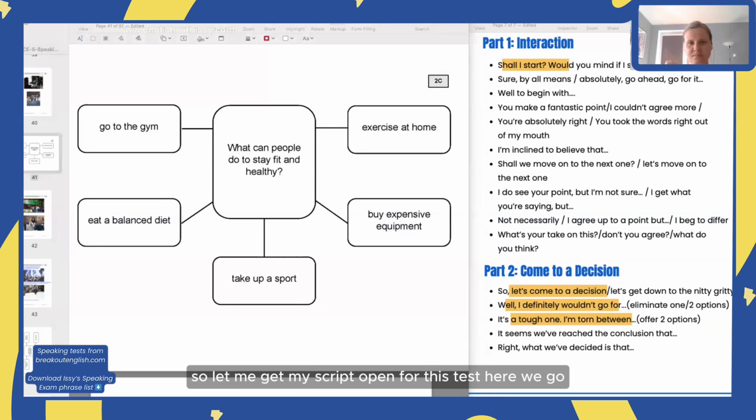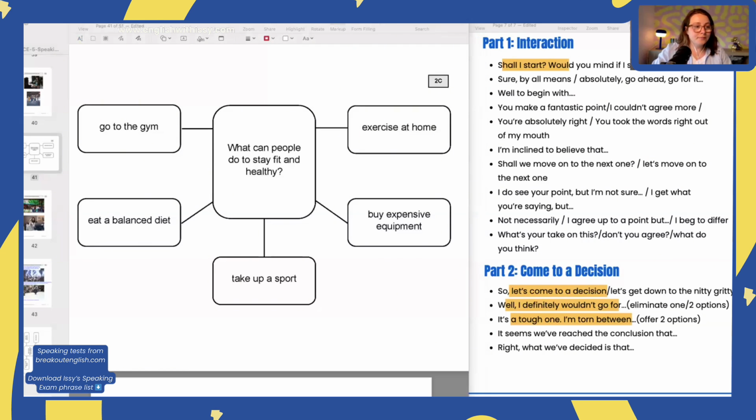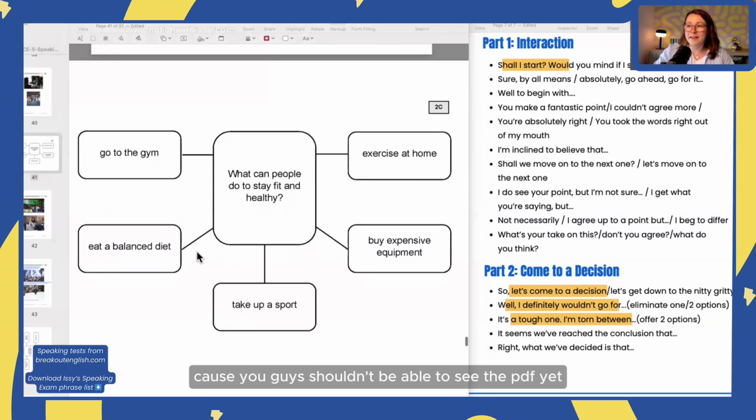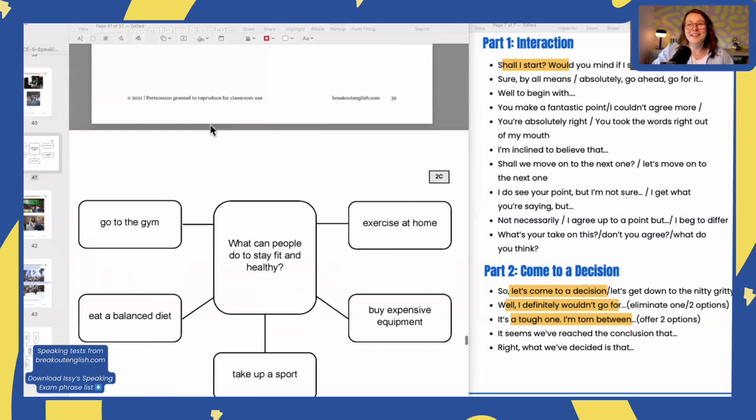Okay, so let me get my script open for this test. Here we go. All right, I'm actually cheating because you guys shouldn't be able to see the PDF yet. Should I do it? Yeah, anyway.